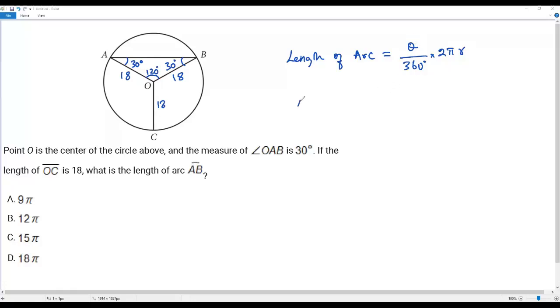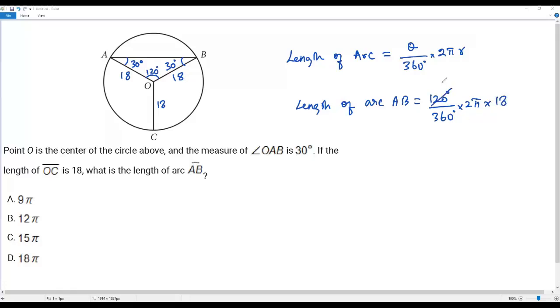Now, our aim is to find the length of arc AB. Let me write out here: the length of arc AB equals, since we want the length of arc AB, instead of theta we plug in the central angle of the arc AB, which is 120 degrees. So we plug in 120 degrees over here, divided by 360 degrees, times 2 pi times R. Here R represents the radius of the circle. We know that the radius of the circle is 18, so we plug in 18 for R.